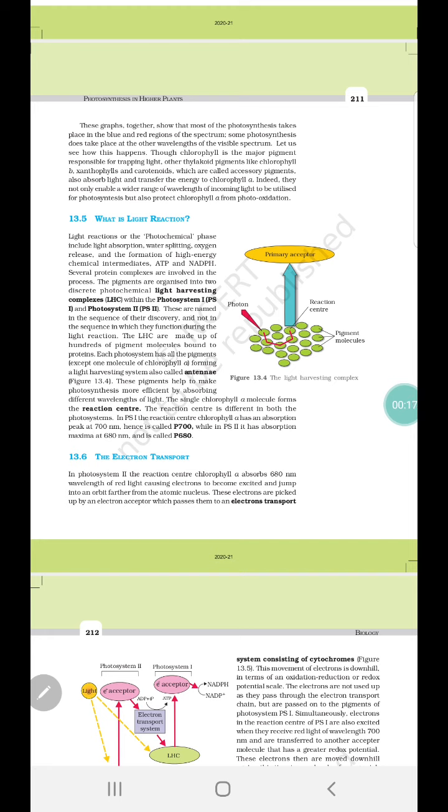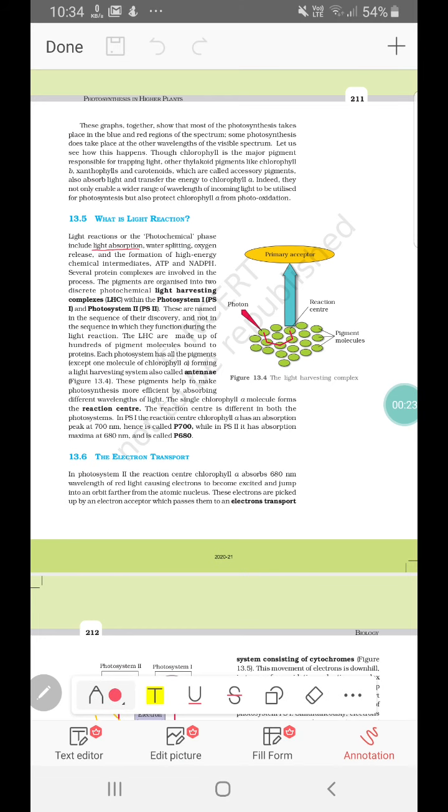In the light reaction, we say it is actually the photochemical phase, in which light is being absorbed, water splitting is done, and then oxygen is released. Furthermore, there will be formation of ATP and NADPH. There are pigments involved which help in light absorption.